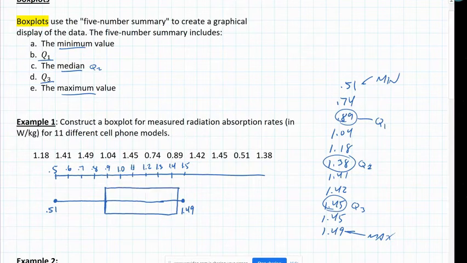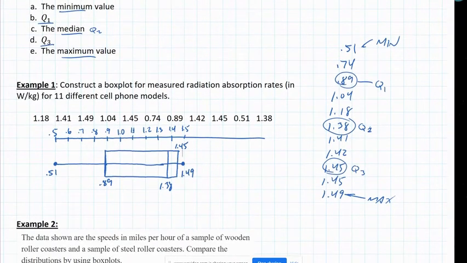And then our median was at 1.38, which is about right here. Okay, so this is 0.51. This one was 0.89. Then this was 1.38 and 1.45. And so that is our box plot. And so that kind of shows you what the data looks like.